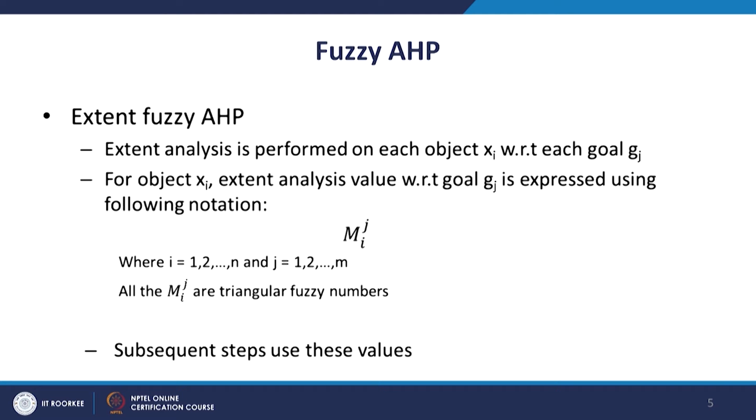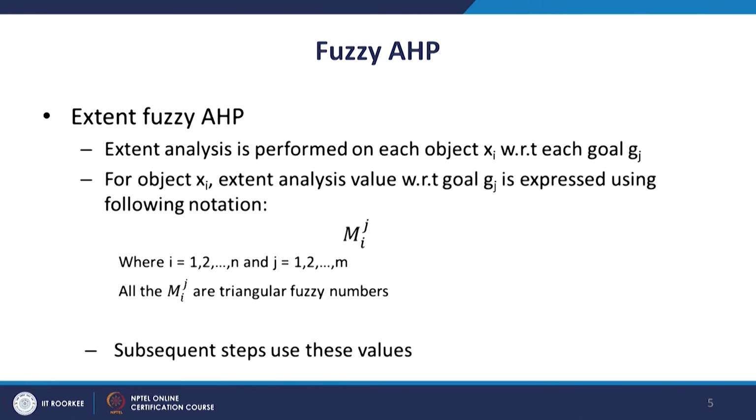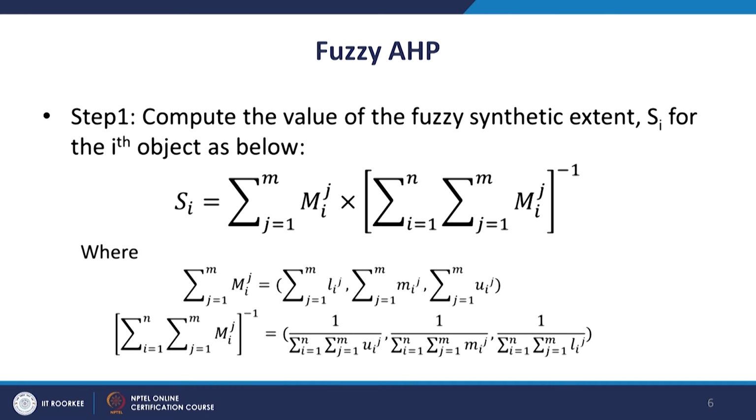What we talked about for the comparison matrices is that, having taken the responses from decision makers using linguistic terms and then converting them into triangular fuzzy numbers, the values that we obtained are what we are referring to as the extent analysis values here. Capital M i j, i for object and j for goal, is how we are denoting these values. The subsequent steps are going to use these values. So, let us move forward.